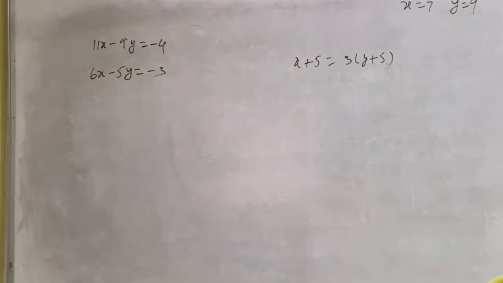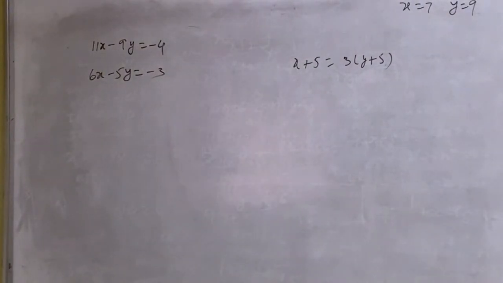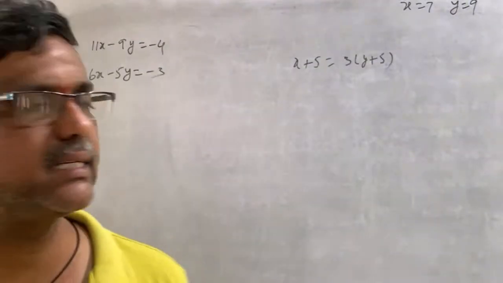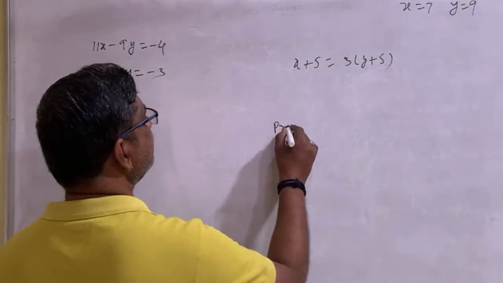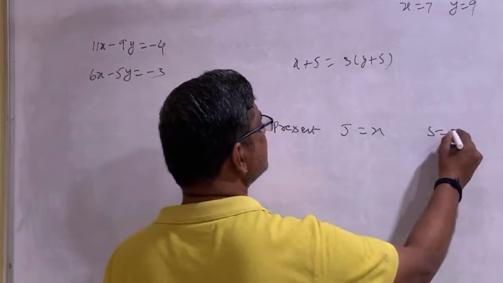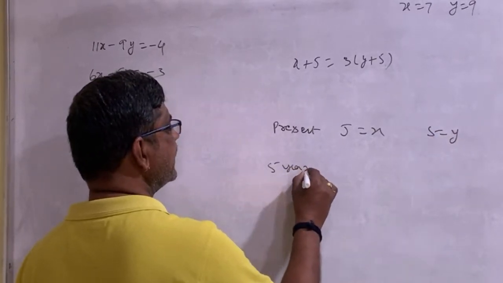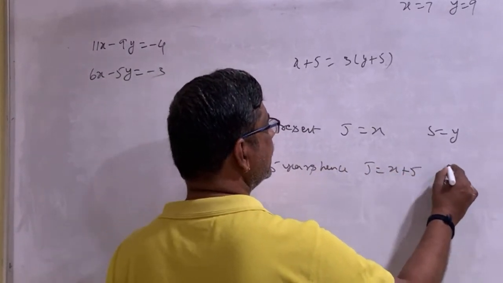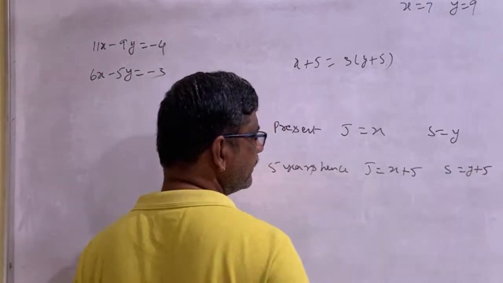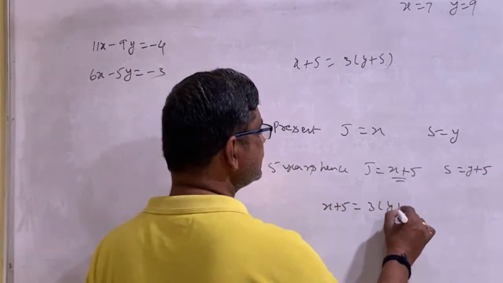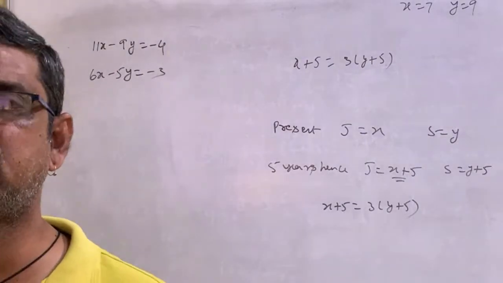Let the present age of Jacob be x years and the present age of his son be y years. And 5 years hence, Jacob becomes x plus 5 and his son becomes y plus 5. Is that right? Then Jacob's age will be 3 times his son's age. This is what the first condition is.